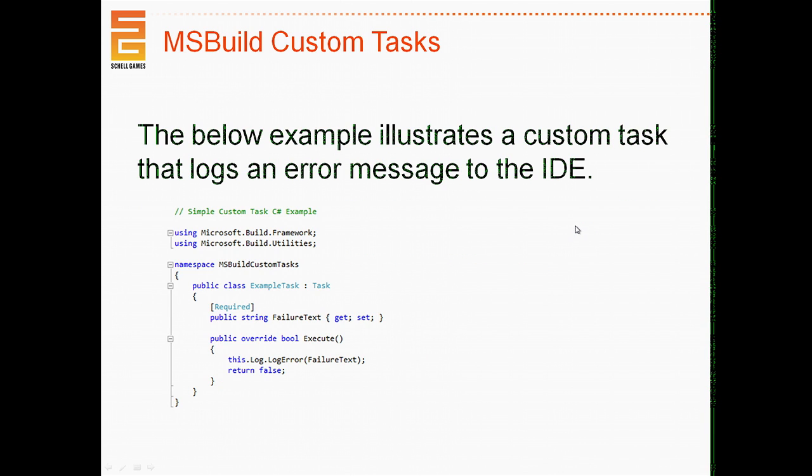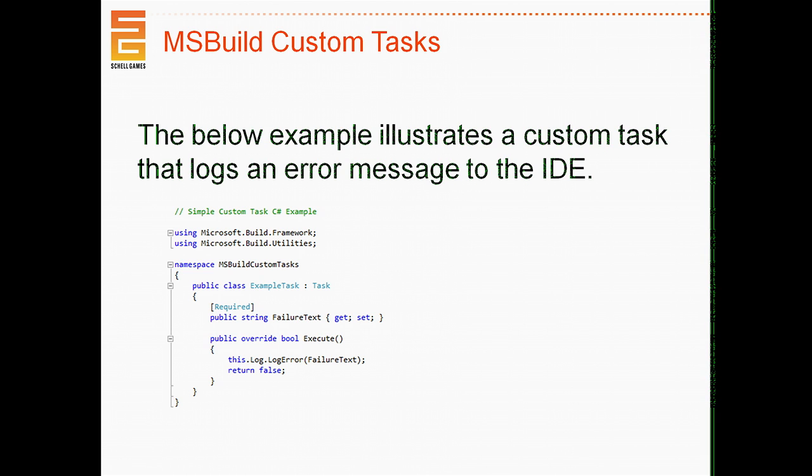So this is an example of how to create a custom task. This is just bare bones, just to get the point across of what you would want to do. So we create a custom class named ExampleTask, which inherits from Task. As you can see, there is a single property named FailureText. FailureText has the Required attribute attached to it. The Required attribute means that FailureText must be specified in the MSBuild XML file or there will be a build error. We override the Execute method to insert our own custom logic.